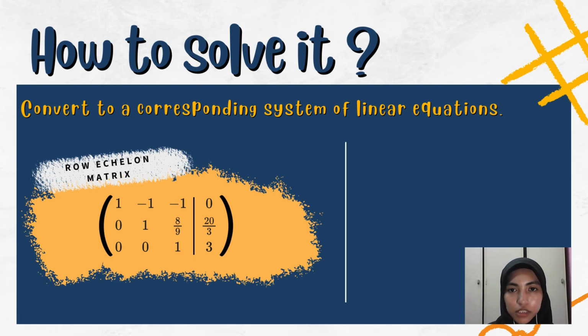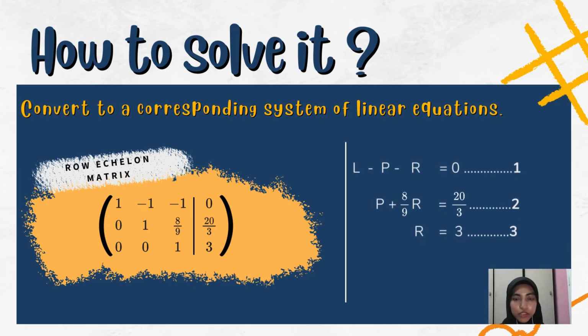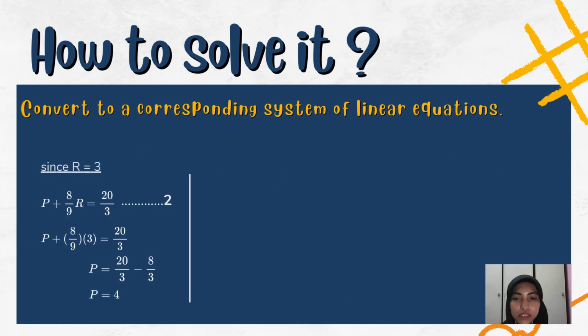After we get the row echelon matrix, we need to transform it into a system of linear equations. Then we label each equation 1, 2, and 3. Then we will solve it using back substitution to get the values of L, P, and R. Since we already know R equals 3, we can solve the second equation, which is P plus 8 over 9 R equals 20 over 3. We replace R with 3 and it becomes P plus 8 over 9 multiplied by 3 equals 20 over 3. We calculate the equation and we get P equals 4.